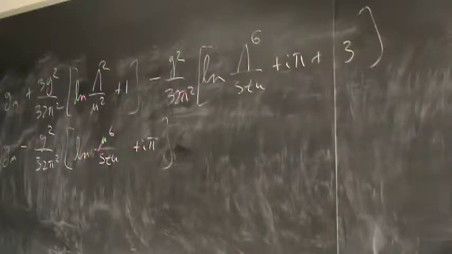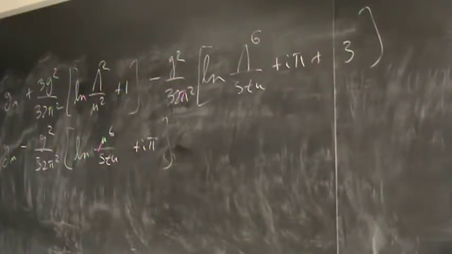Now, let me first of all point out that by doing this, we've gotten rid of the cutoff. This was a computation with a cutoff. Previously, when we did renormalization, we were using dimensional regularization, but a simpler form is just to cut off the ultraviolet integrals at some huge value.